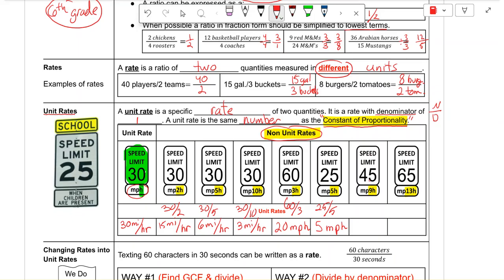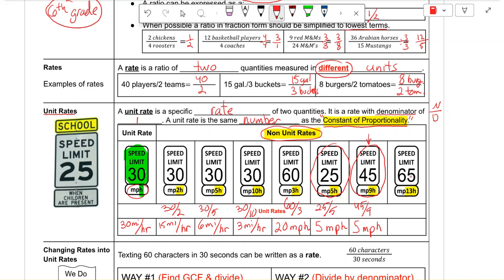The next one, speed limit 45 miles per hour. You do 45 divided by 9. And again, this speed is the exact same as the one next to it, 5 miles per hour. That'd be pretty confusing if you saw this on the side of the road and then you saw this. You might think that this is faster, but they have the same unit rate.